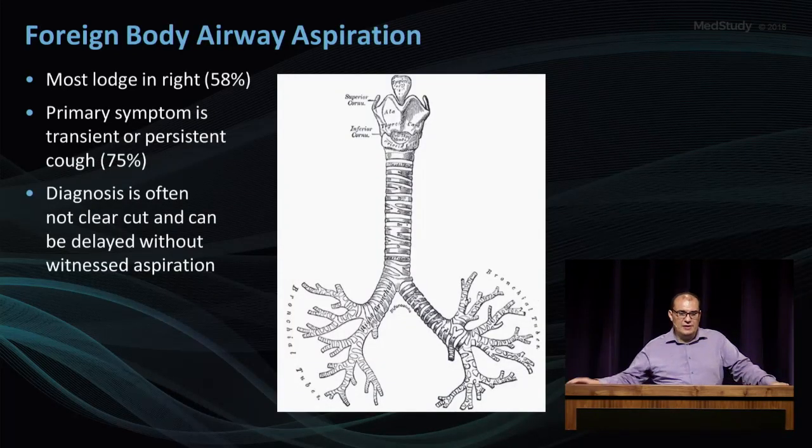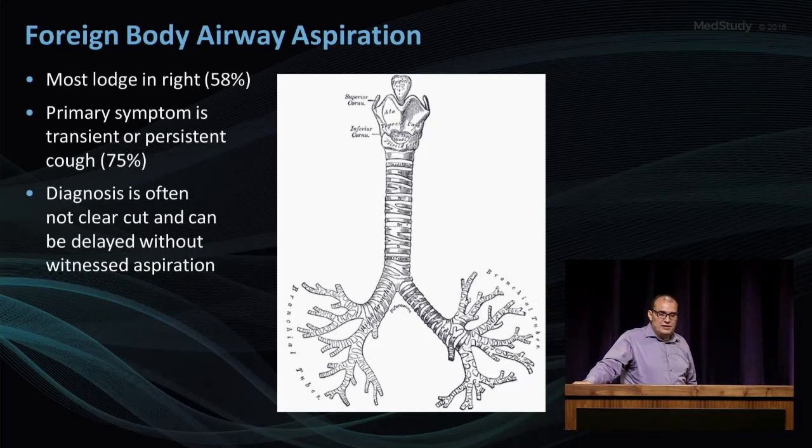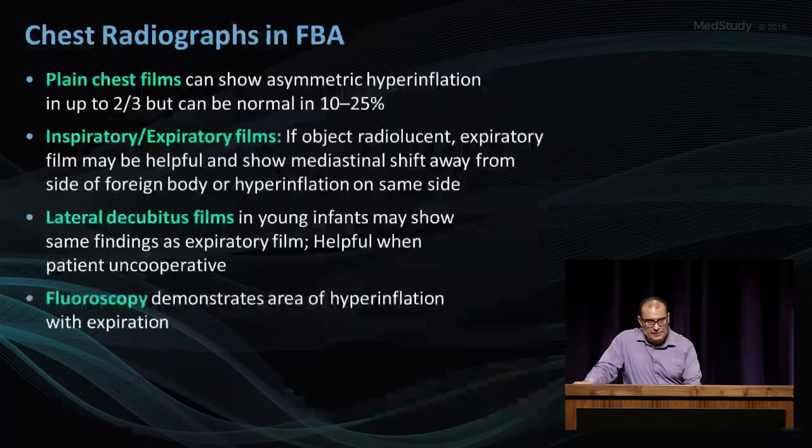And this is what I explained. Most lodge in the right, 58%. Primary symptom is transient or persistent cough. So cough is 75%. Diagnosis is often not clear-cut and can be delayed without witnessed aspiration. Now what do you do?